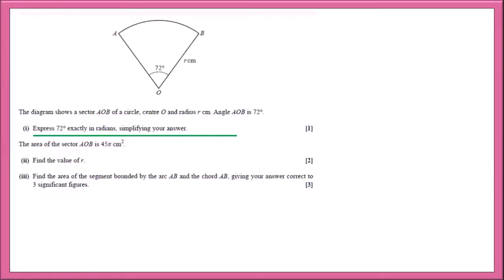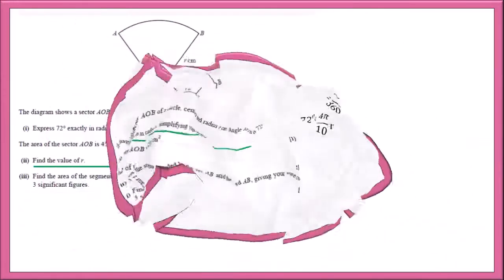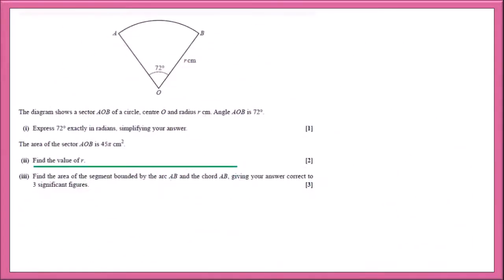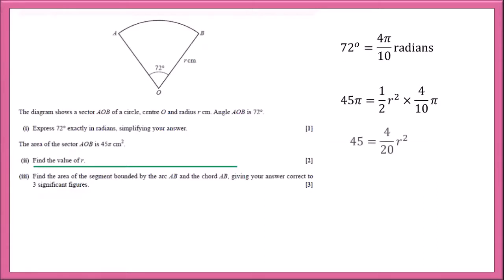Diagram shows the sector AOB of a circle centre O, and radius r, angle AOB is 72 degrees. Express 72 degrees exactly in radians. Bang, not playing any games, 2 pi over 5 radians. Find the value of r. We know the area of the sector is 45 pi, so I can just reverse engineer the half r squared theta formula. That gives me 45 equals 1 over 5 r squared. Rearrange to get r squared. Remember, r can't be negative, so I'm not taking the negative square root there, and that gives me 15.